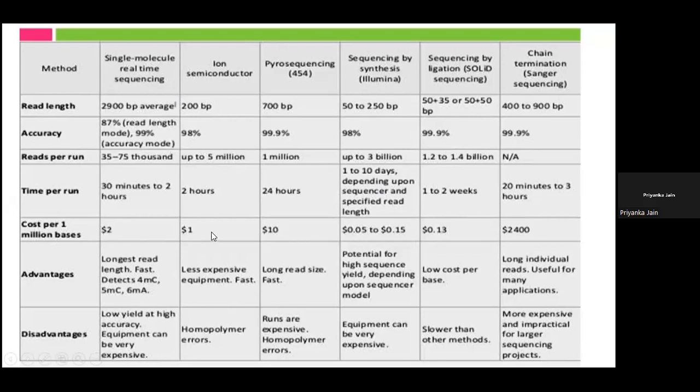And the cost, if you see, per 1 million bases, how drastically it has been reduced. Earlier, Sanger sequencing was $2,400 for 1 million bases. Now for Illumina it comes to so cheap, it's 0.05 to 0.15. It is highly cheap. So this is the reason why different generations of sequencing platforms have come and why they are updating further and further.